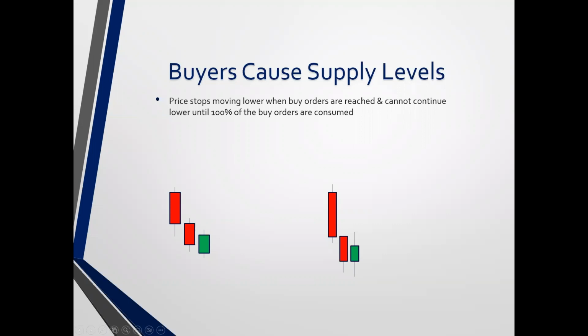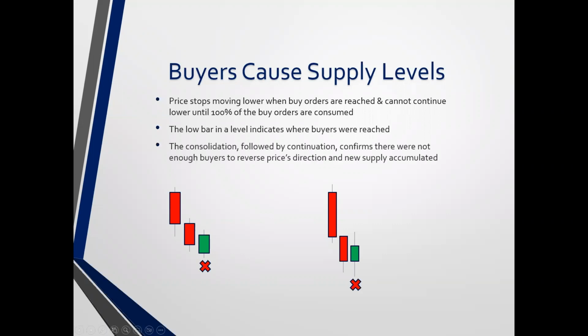Because eventually price is going to reverse, right? So there's always going to be a low bar. Could be more than one if you have an exact double bottom or top or something like that. But ultimately, there's always going to be a bottom or a low bar. That's just how it works. So the low bar in the level indicates where the buyers were reached, as I have continuously said. And the consolidation followed by continuation confirms there were not enough buyers to reverse price's direction and new supply accumulated.